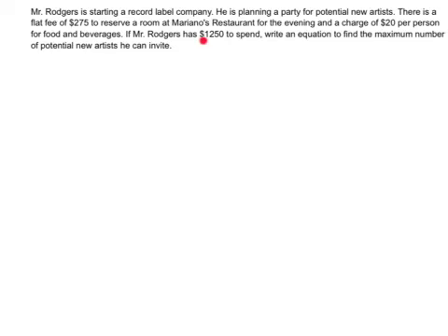If Mr. Rogers has $1,250 to spend, write an equation to find the maximum number of potential new artists he can invite. So the first thing that we're going to do is write down our variables. I'm not going to say that $275, the flat fee, is a variable because that doesn't change. It stands on its own. But I am going to say that P, which is the number of people, will change. And remember that it costs $20 per person. The $20 doesn't change, but the number of people could change. So P is going to stand for people.